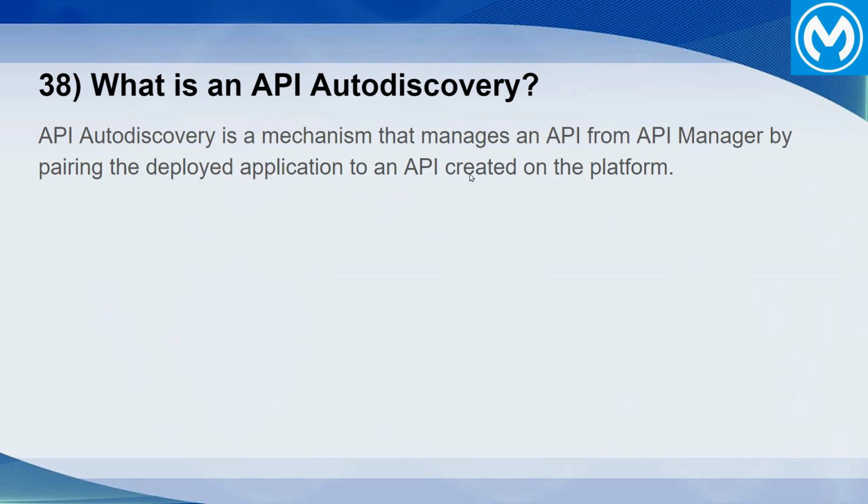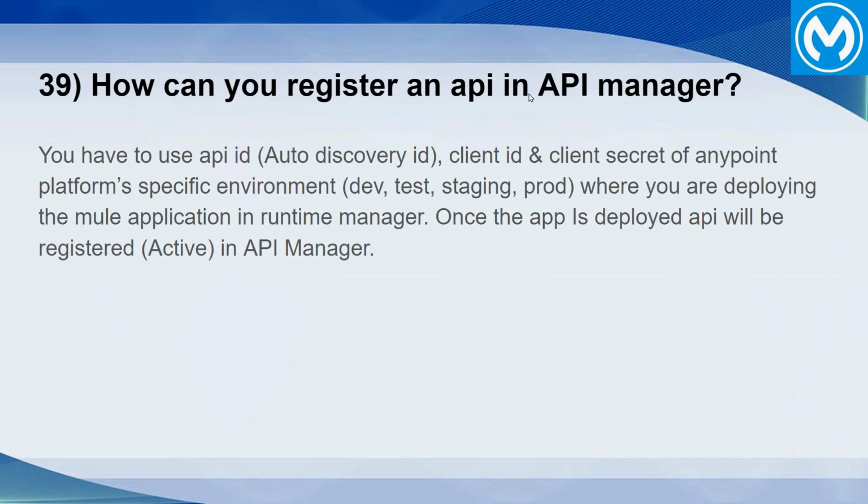Okay. And how can you register an API in API manager? So this is one of the interview questions. It is very similar or close to the previous question. So you have to use API ID and the client ID and client secret of any point platform specific environment. If you are deploying to dev environment, you have to get the Anypoint platform's dev client ID and client secret, or if you are deploying to staging or test environment, you have to get the corresponding client ID and client secret along with the corresponding API ID or auto discovery ID.